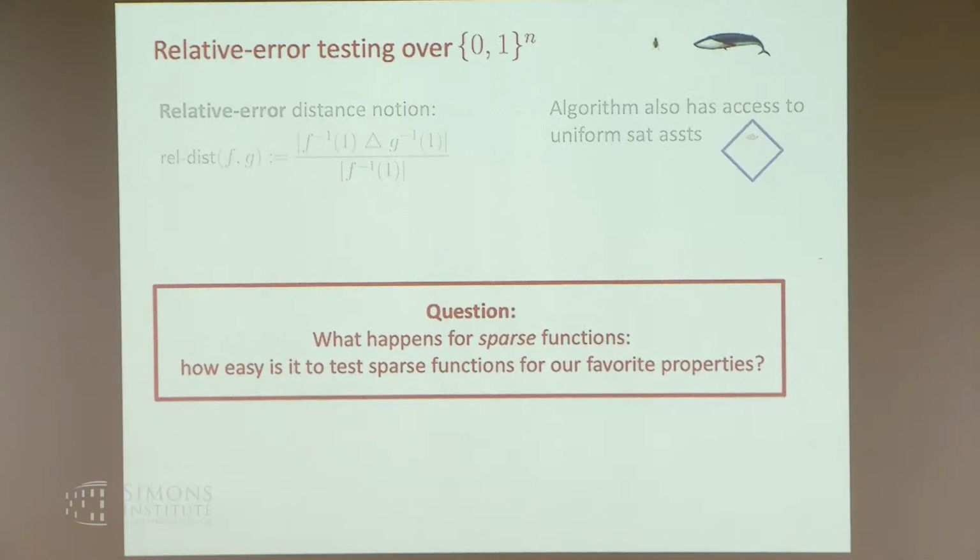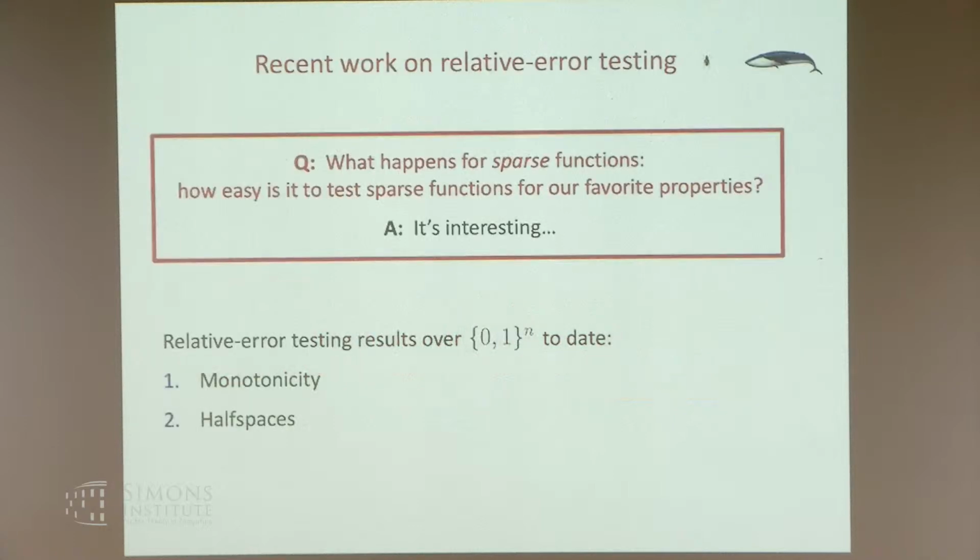For your favorite property, what happens in terms of testing sparse functions in a framework like this? Does it get easier? Does it get harder? And the answer seems to be, we so far have looked at 2 different particular properties, and it seems to be, well, not clear. Sometimes it gets easier, sometimes it gets harder. So I'll tell you in the next 2 slides about some relative error testing results for testing monotonicity and for testing this other property I haven't mentioned yet, testing whether a function is a half space or not.